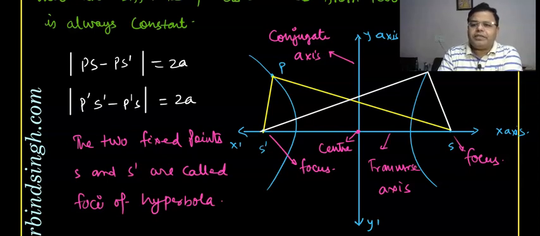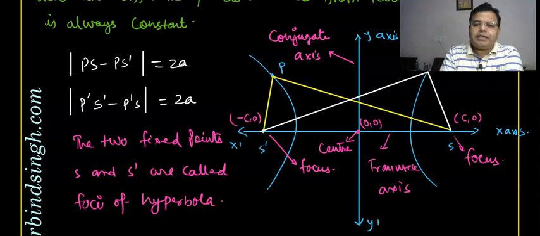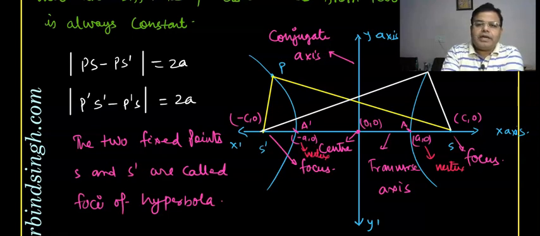The point of intersection is called the center. If the coordinate of the center is 0, 0, the coordinate of this focus is c, 0, because they are on the x-axis, so the y coordinate must be 0, and the other focus is minus c, 0. Where the curve intersects the x-axis, that is called the vertex. The coordinate of this vertex is a, 0, and the other is minus a, 0. These are called the vertices, say A and A dash respectively, similar to the ellipse. So these two are called the vertices of the hyperbola.